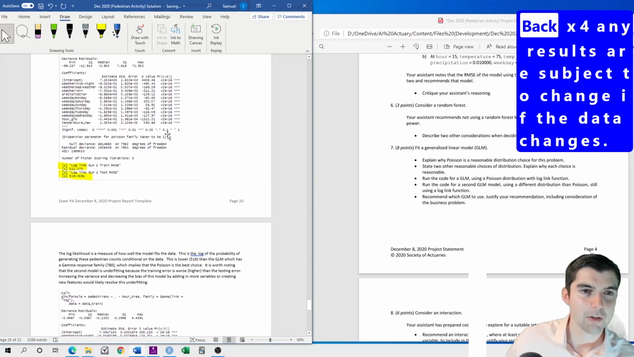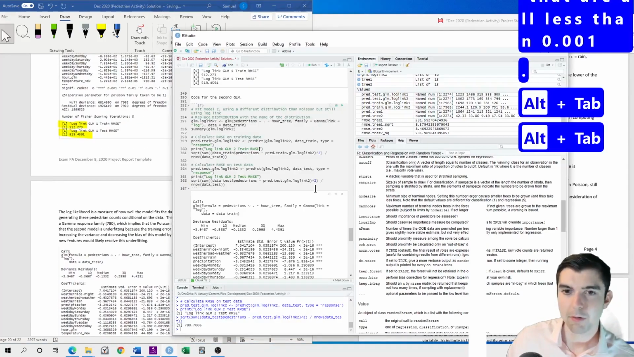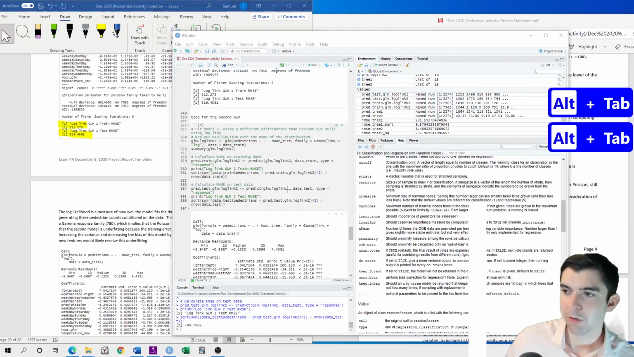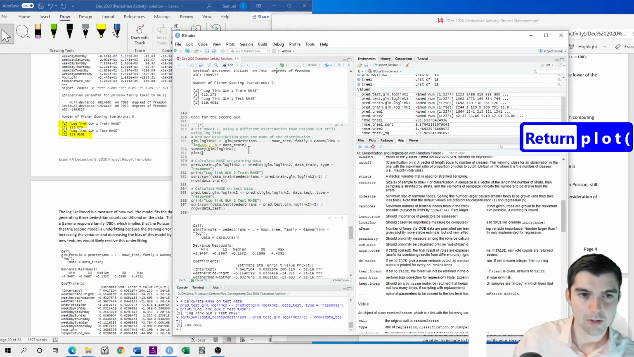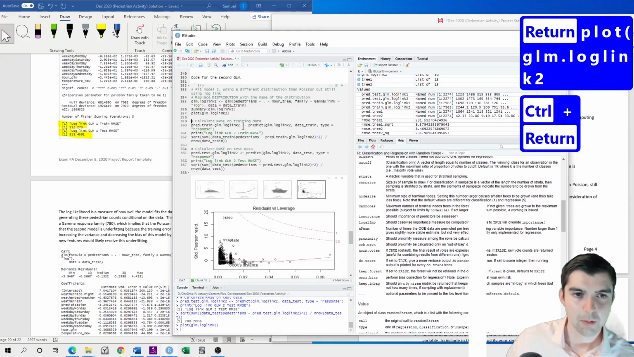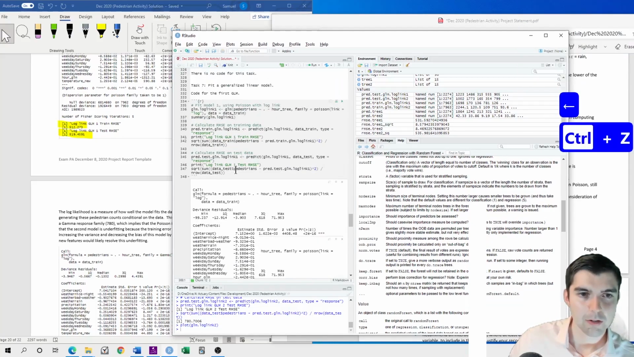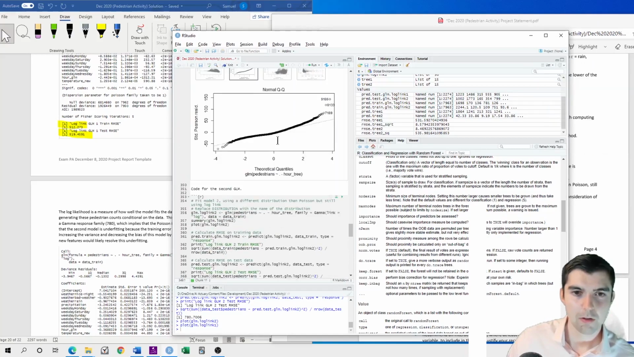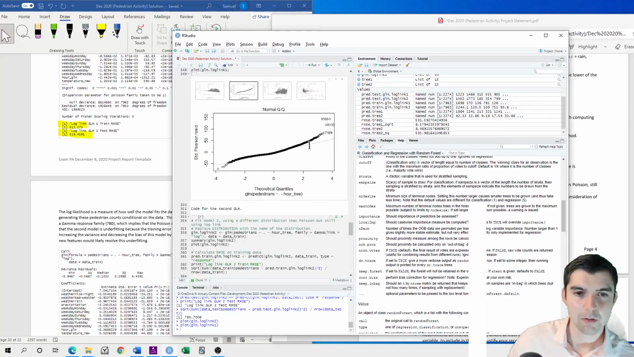So this model has p-values that are all less than 0.001. We could also look at the diagnostic plots. This is 8 points. So could you plot GLM log link 2 and compare that to this one. So we look at these residuals versus these residuals. You can see that there is more of a pattern. These are further from normal. These are closer to normal.